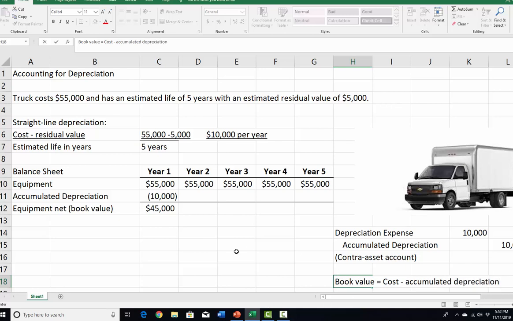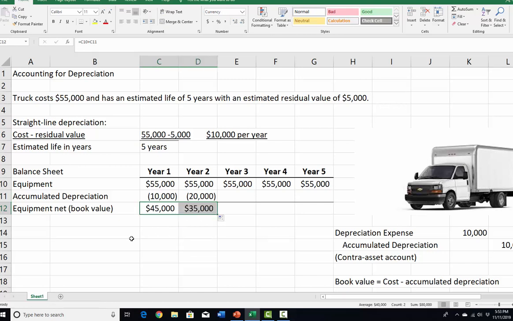Now let's see what's going to happen to our book value as time goes on. What's going to happen here? What's going to happen is each year our accumulated depreciation is going to go up by $10,000. What's going to happen to our book value? It's going to go down by $10,000. Okay, so next year we have accumulated depreciation of $30,000. What happened to our book value? It went down to $25,000.